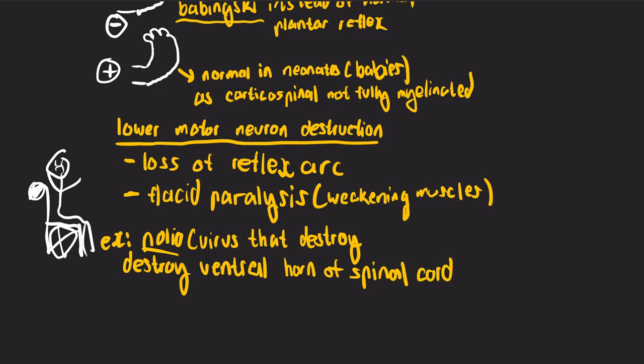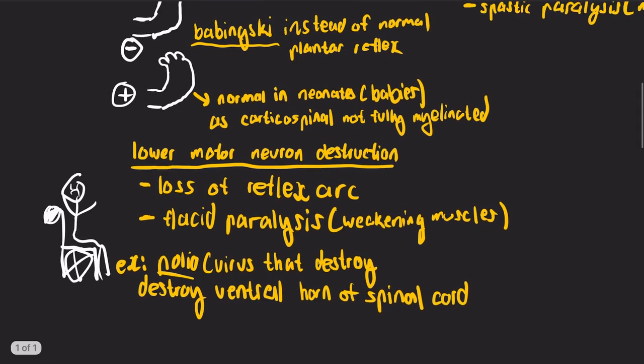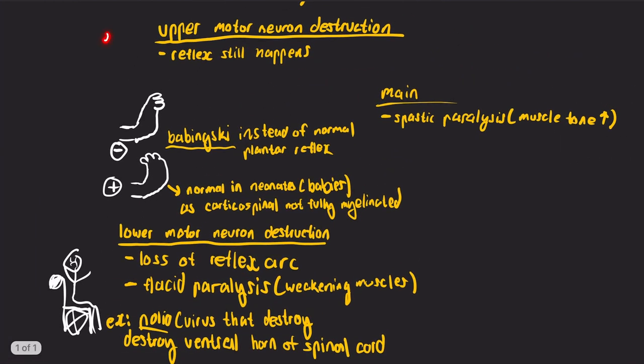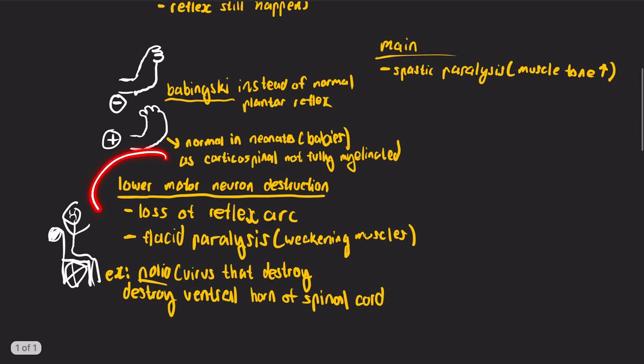So, for example, with polio, a lot of people can't walk. So the main difference is that in upper motor neuron damage, you still have reflexes, they're just incorrect. And with lower motor neuron damage, you will have no reflex.